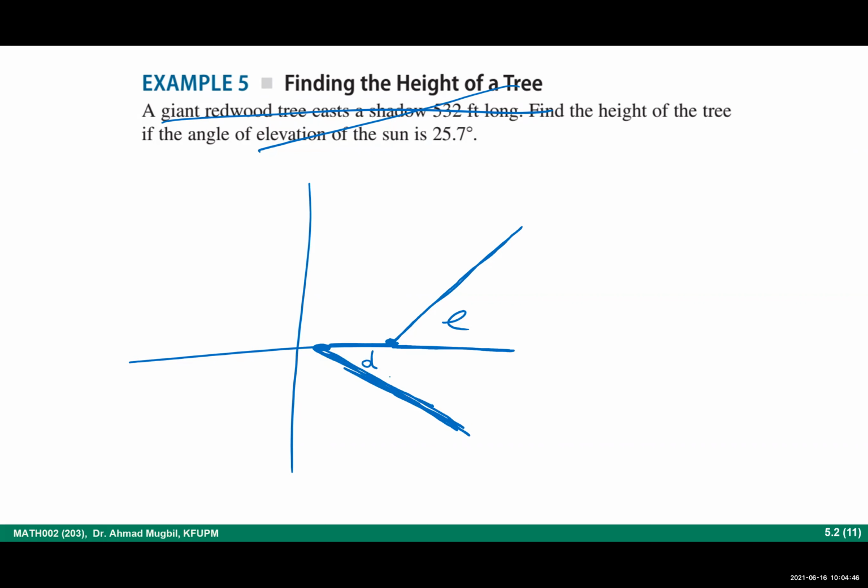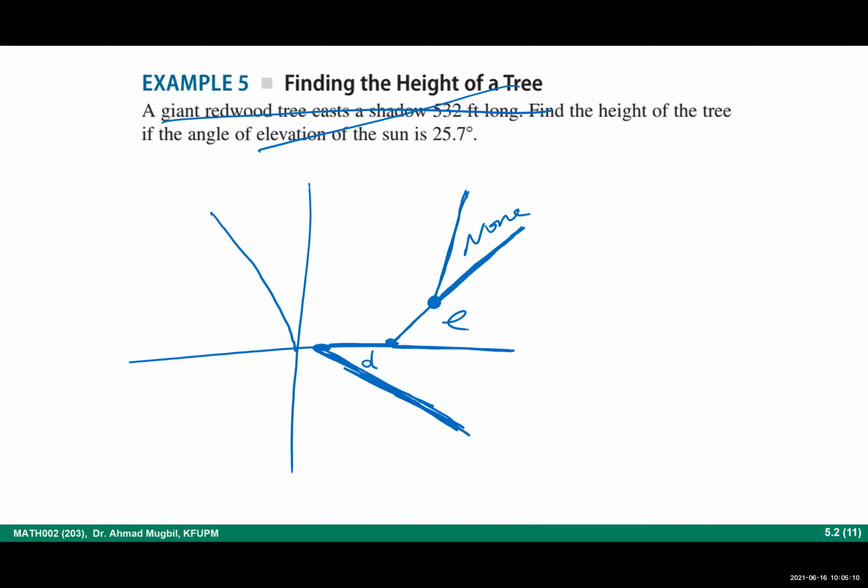This is the line. Now, what about this? The observer is here. Is this angle of depression or angle of elevation? Maybe elevation. No, it is none. Why? There is no horizontal line. Yes, there is no horizontal line here.